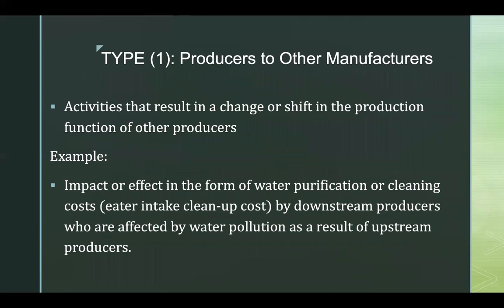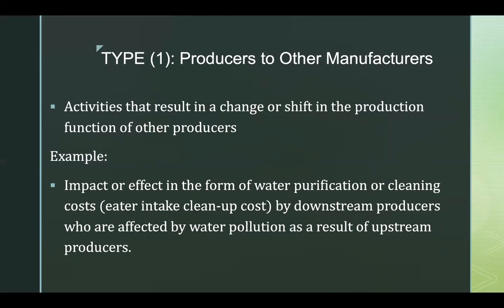Activities that result in a change or shift in the production function of other producers. The example of this type is the impact in the form of water purification or cleaning costs borne by downstream producers who are affected by water pollution as a result of upstream producers.